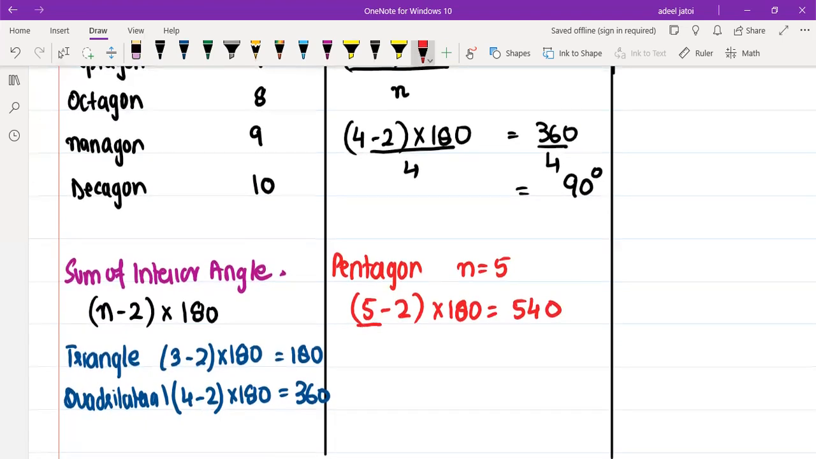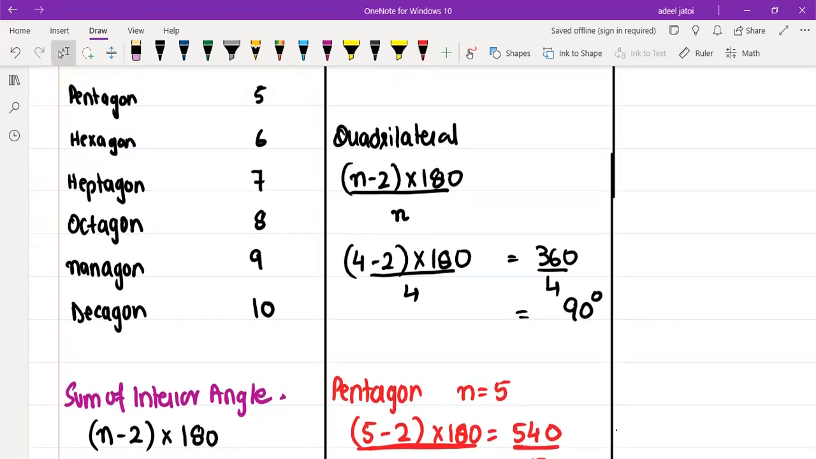Now, since I know that for each angle I can divide by n, and n is 5, 540 divided by 5 becomes what? 108. That means each angle will be 108. Similarly, this can be applied to hexagon, heptagon, octagon, nonagon, and decagon.